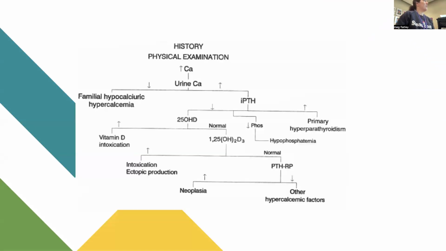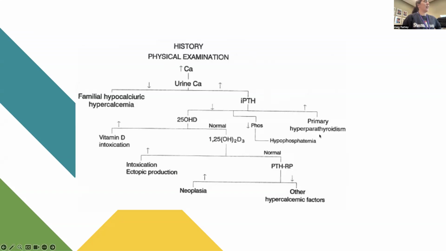This is kind of a graph version of the workup. So the patient will come in with hypercalcemia. You'll look at their urine calcium. If that's low, then they have familial hypocalciuric hypercalcemia, which is just physiologically kind of a resetting of the calcium sensing receptor. So they'll have elevated serum calcium, but they won't have hypercalciuria. So if that's elevated, you'll then want to test the intact PTH.